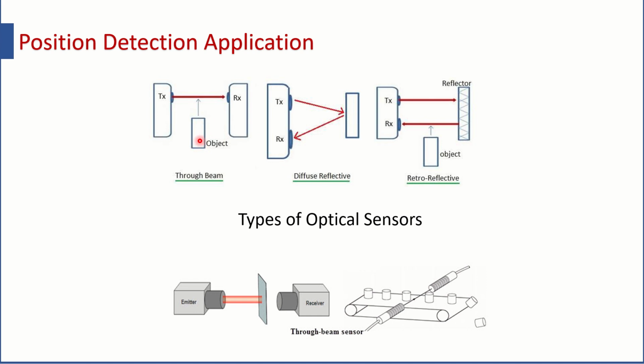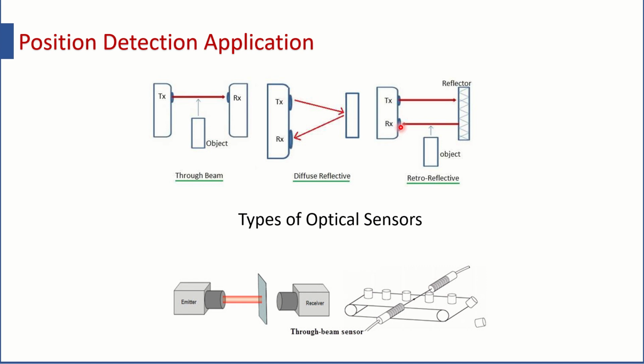Earlier the object was breaking the optical path, but here the object is acting as the reflector. So what is happening? The transmitter is putting the light here. You can see very clearly that here the light was a straight optical path, but here the optical energy is a bit oblique, or I should say definitely a bit oblique in nature.